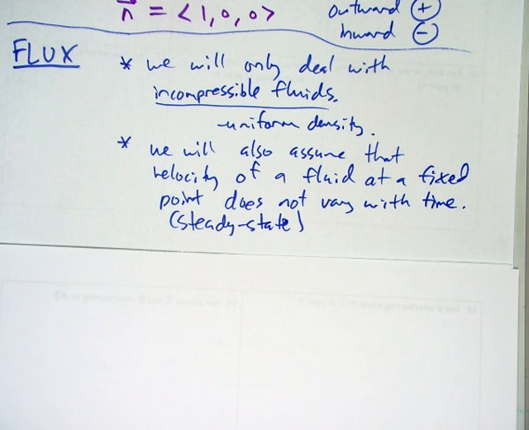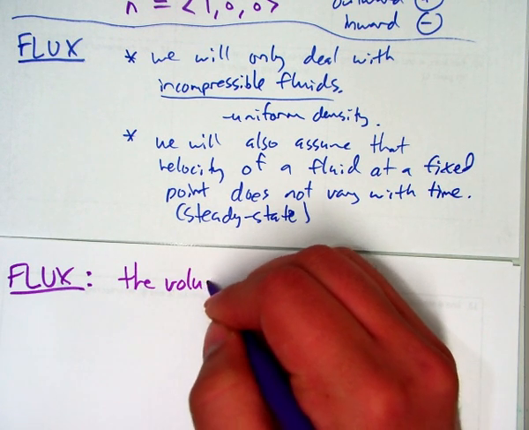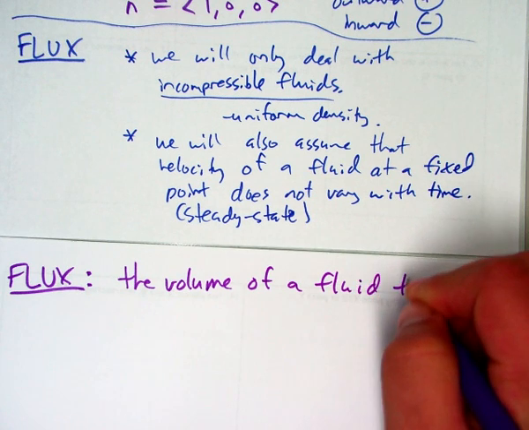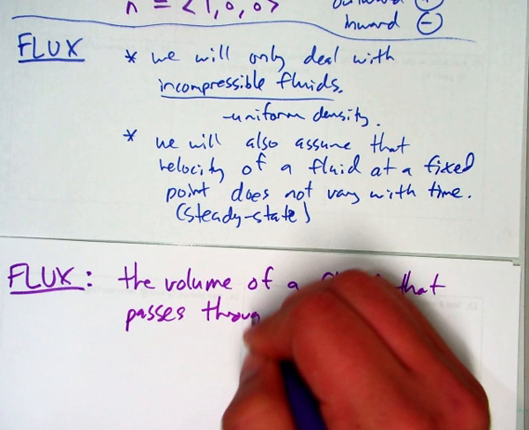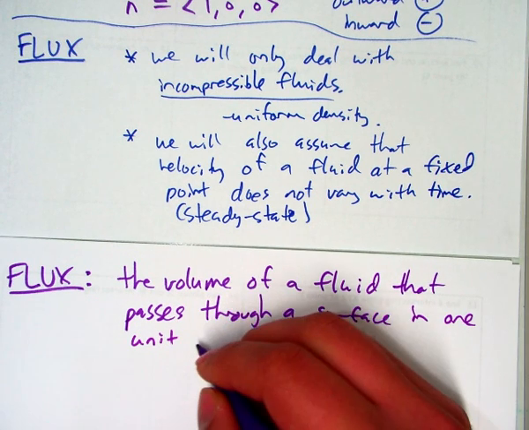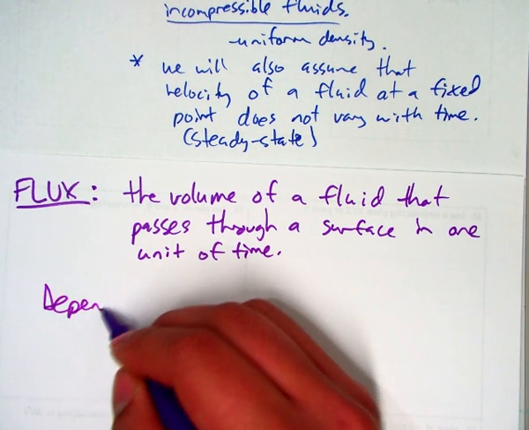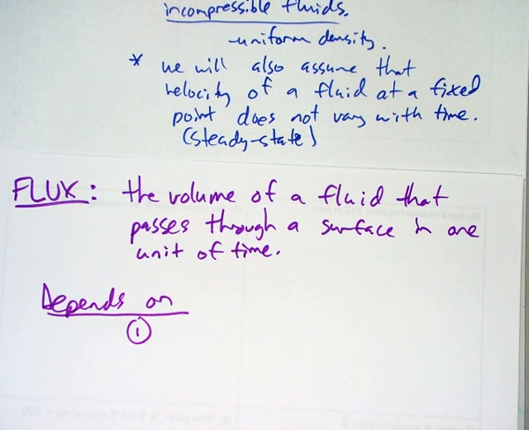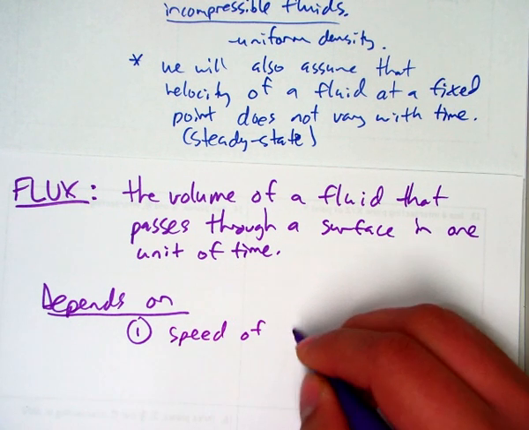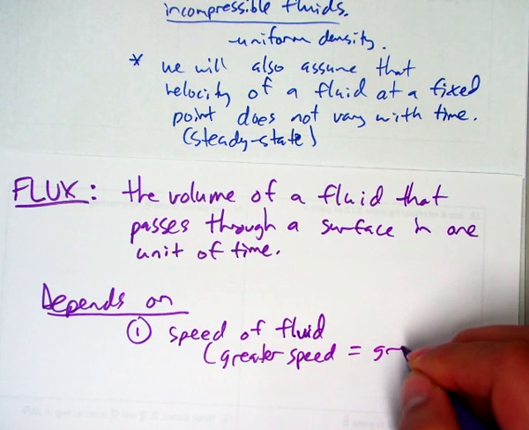Now here's the definition for flux, and we'll talk about what it depends on. Flux is defined as the volume of a fluid that passes through a surface in 1 unit of time. Here's what it depends on, 3 things. 1, if the velocity field is slow versus fast, which one would have more stuff flow through the surface? The fast one. So the speed of the fluid is one thing it will depend on. Greater speed means greater volume in the end.